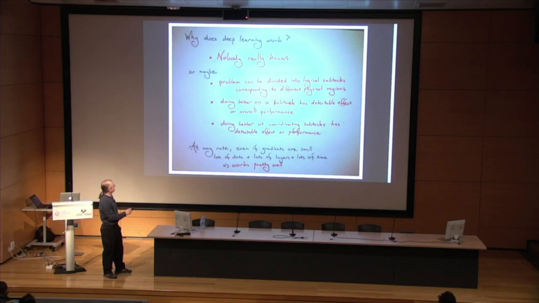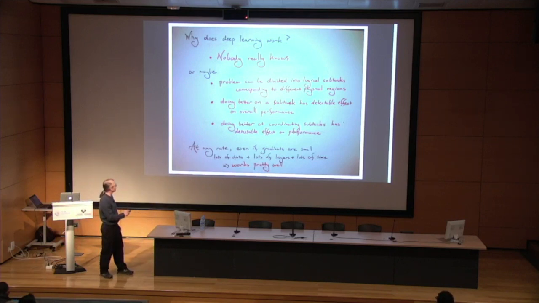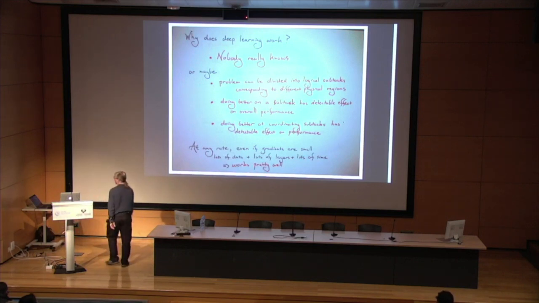Maybe the problem can be divided into logical subtasks, and doing better on a subtask has a detectable effect on the overall performance, and then doing better coordinating subtasks has a detectable effect on performance. Maybe that's what's going on. That's kind of how human beings do things. But we don't know how these deep neural networks are actually doing this. At any rate, if the gradients are small, you have lots of data, lots of layers, lots of time, this works well.